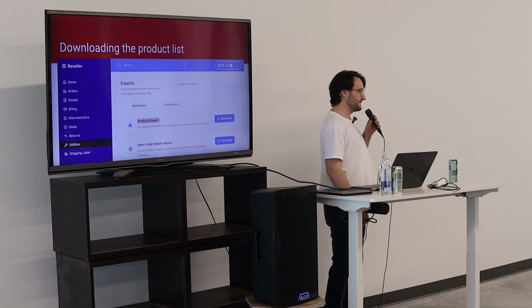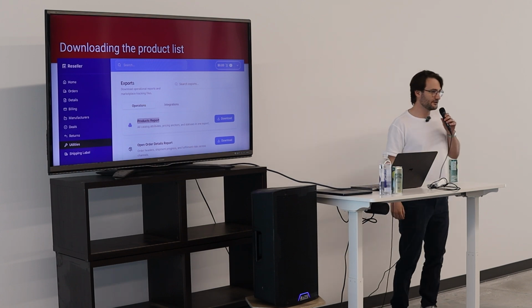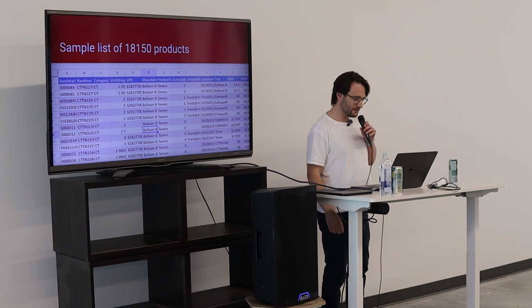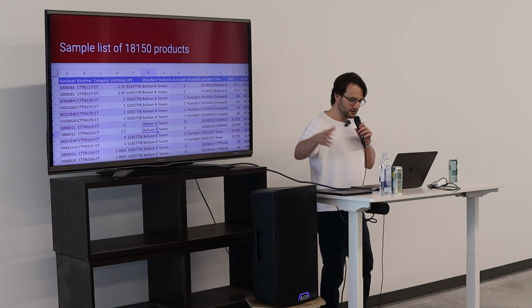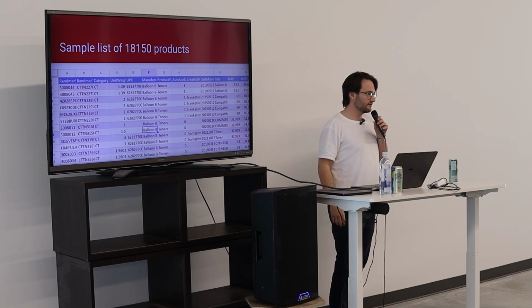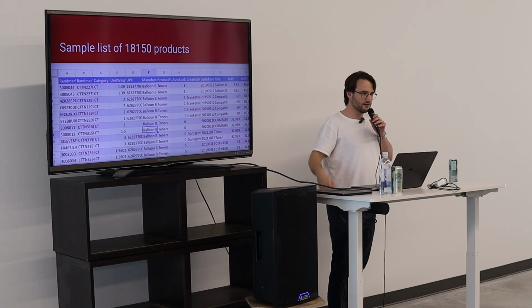You also see the pricing of each product, so you can calculate your margins. Here's what it looks like. You have a lot of columns, I think there must be 50 of them, and then you have more than 10,000 different products that you can sell through Randmar.